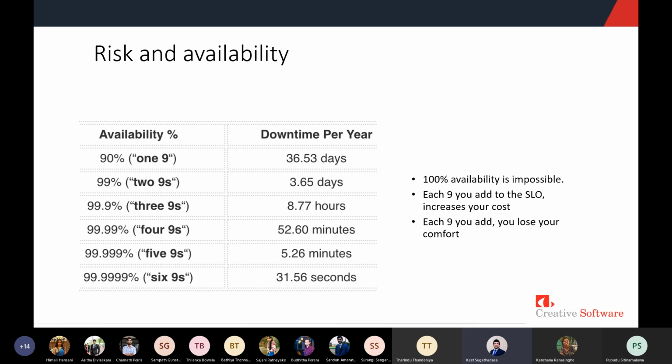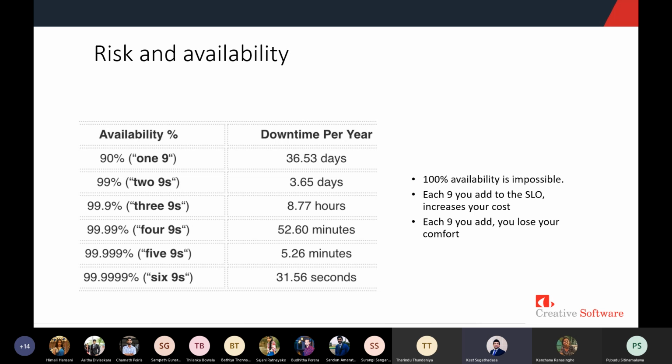Why is that? Because if you have a look at the table here on the left hand side, you can see that 90% means that for a given year, your system can be down or not available for 36 days of the year. That means around 1 month. That's good, that's comfortable, because if something goes wrong, you have time to put the system down, fix it and deploy it. But if you go to the last row in this table, that is 6 nines, so 99.9999.